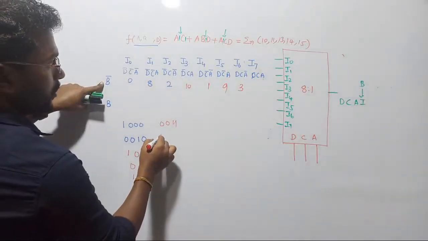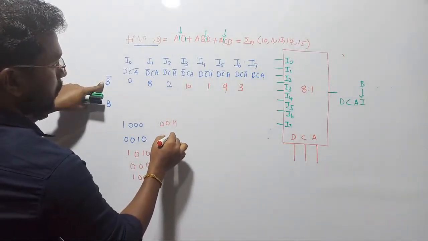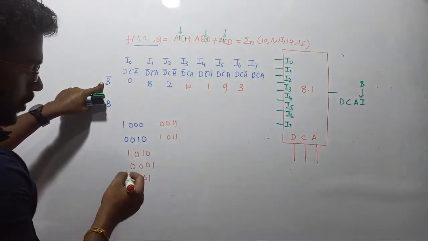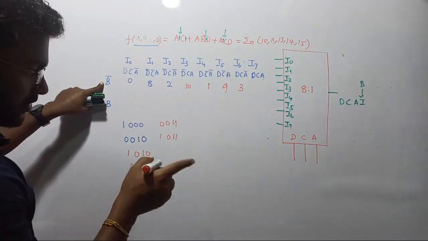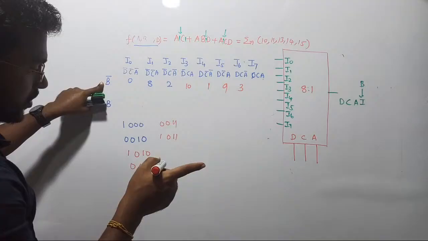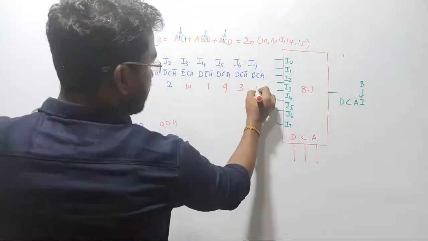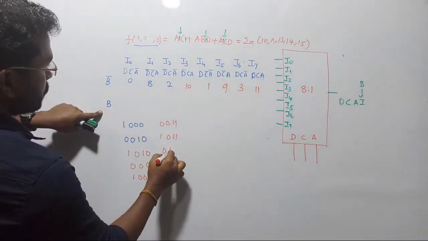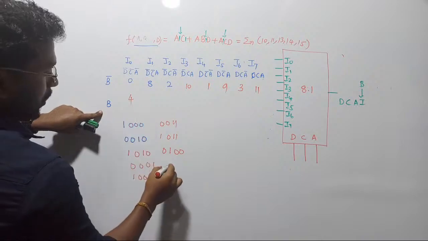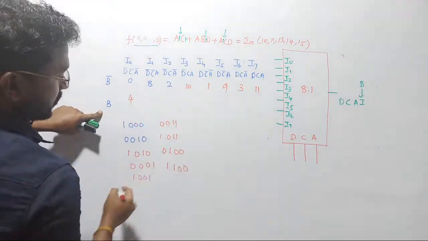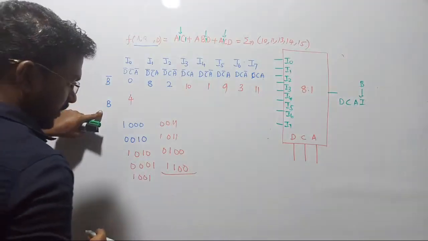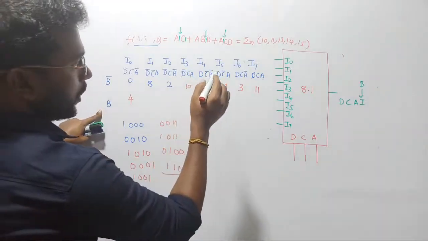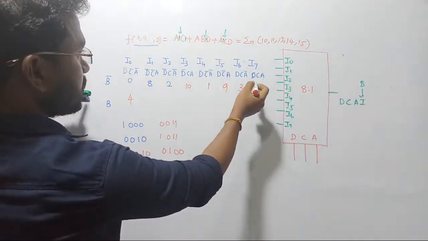Next 1 0 1 1, that is 11, right? Next B, let's realize A is 0, B is 1, rest of the guys are 0, that is 4. Next A is 1, B is 1, rest of the guys are 0 0, which is equal to 12, right? I think I am correct. I am going up with the 12 here.